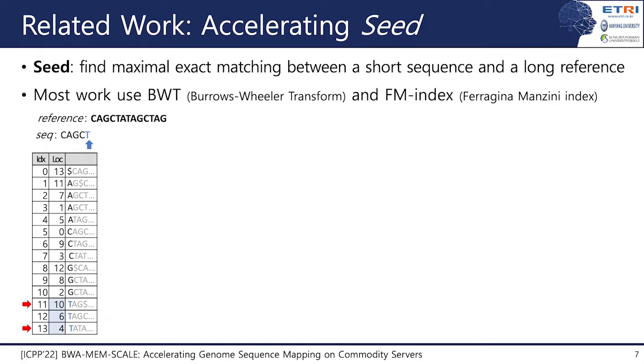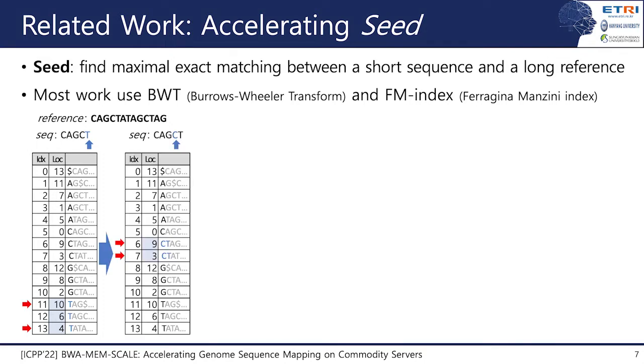Then, the algorithm accesses the first and last entries of T. The red arrows indicate accesses to the index. By accessing 2 entries, the algorithm can expand the exactly matched sequence to the second last character, C. In other words, the algorithm can find the range of entries of C, which is followed by T.